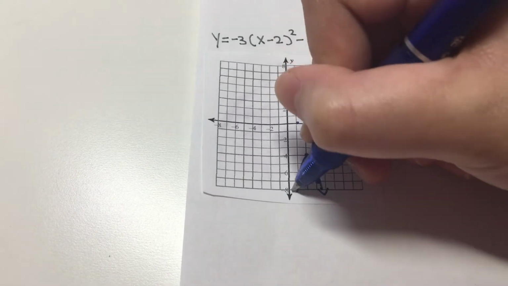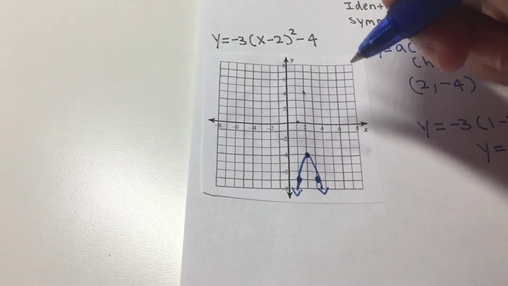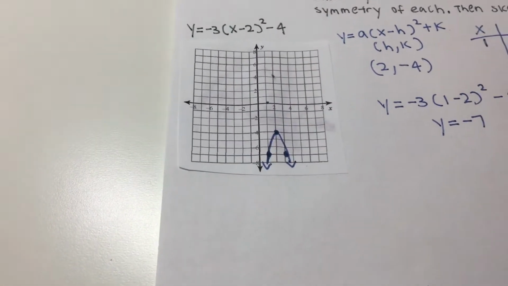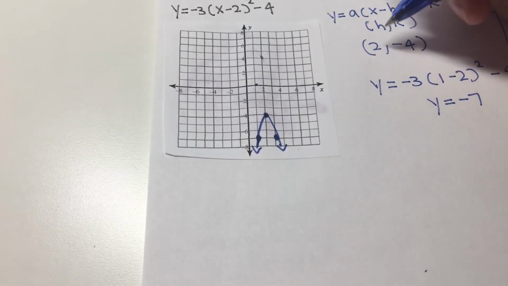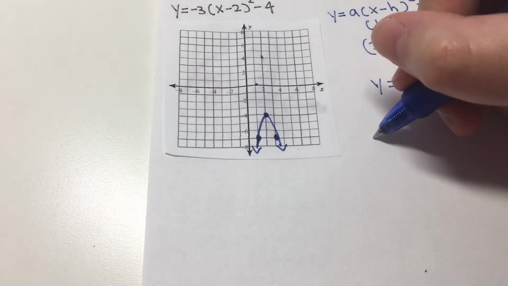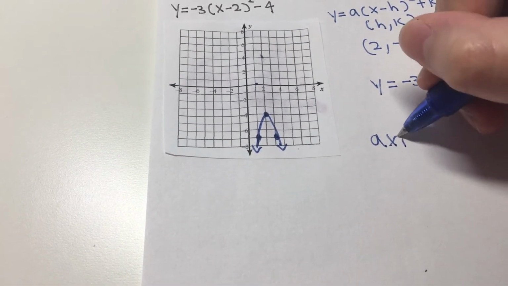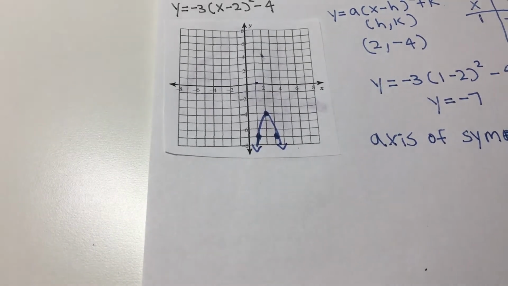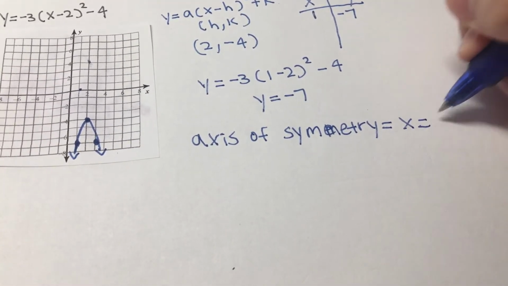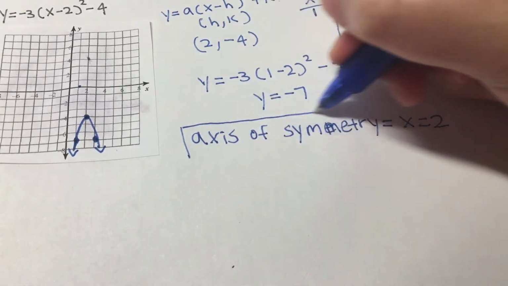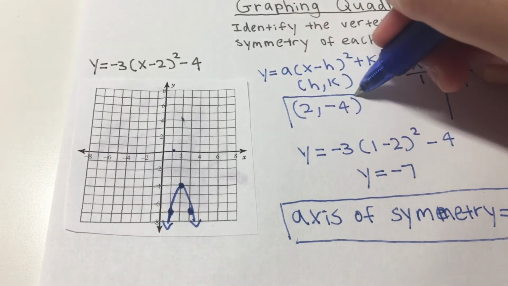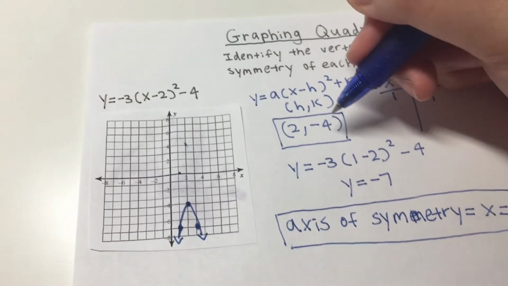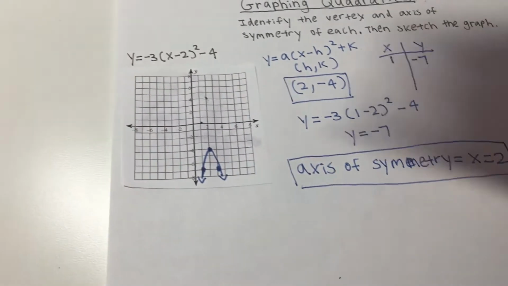And we have all the necessary information to graph our parabola. We are also asked to write the axis of symmetry. Whatever the x value of the vertex is, that is our axis of symmetry. So our axis of symmetry is x equals 2. And this is our vertex. So we have our vertex, our axis of symmetry, and we plot the parabola, which is pretty nice. So on to the next problem.